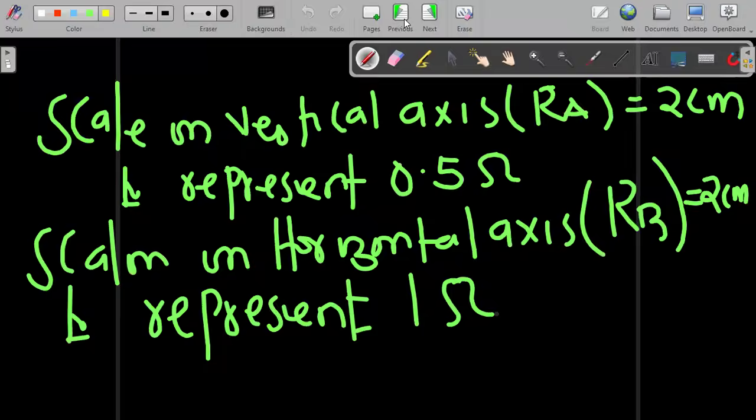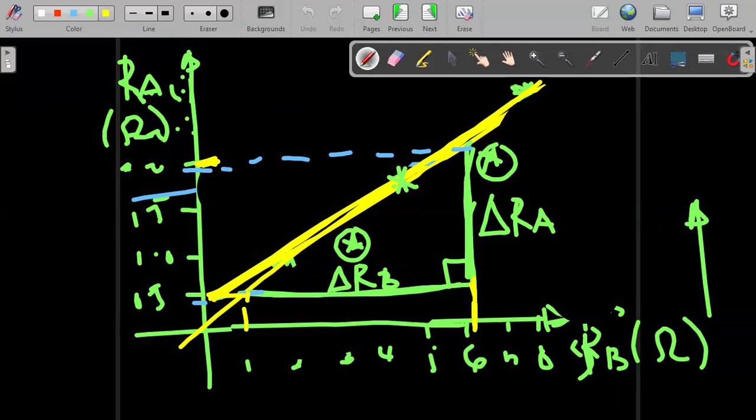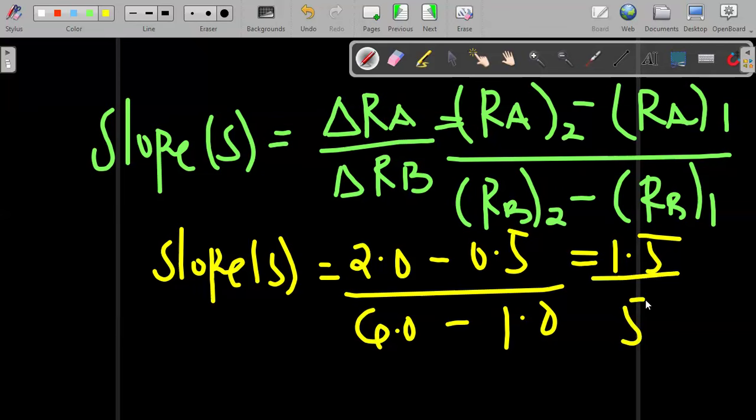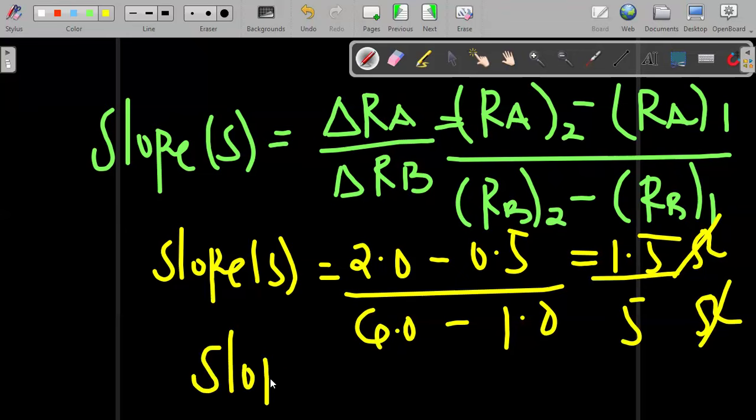Now trace to the horizontal. Let's say here is 6.0 and here is 1.0. So you have 6.0 minus 1.0. You are giving 1.5 divided by 5. See that? Here is ohms, here is ohms. Ohms cancel ohms, so your slope does not have units. Whatever you get from the division, that is now your slope.